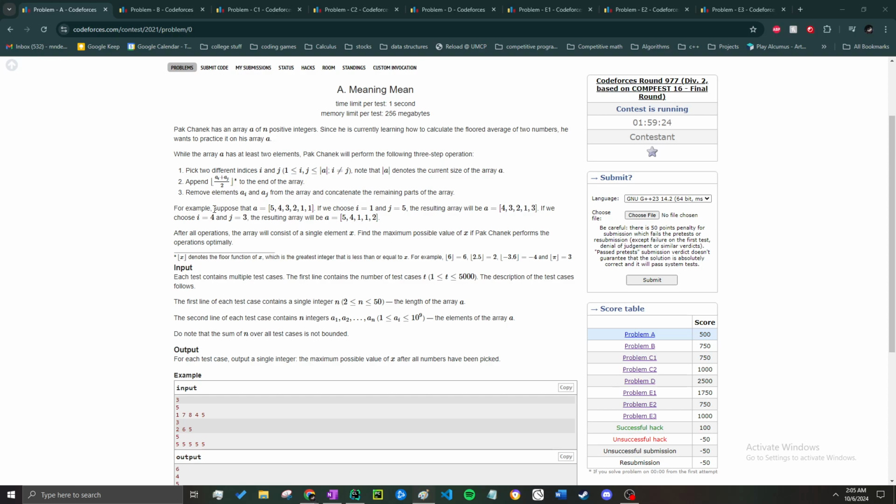So, Pak Chanek has an array of integers. Since he is currently learning how to calculate the floor average of two numbers, he wants to practice on his array. While the array has at least two elements, he will perform the following three-step operation. So, three steps, from 1 to 3. Pick the indices i and j. They cannot be the same. Append floor of (ai + aj) / 2.